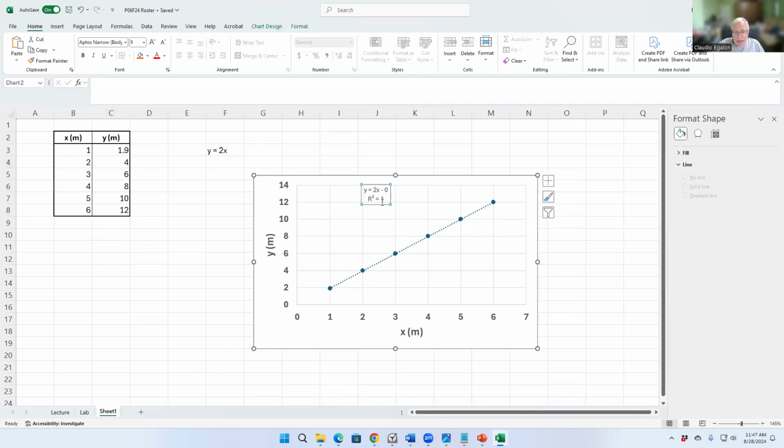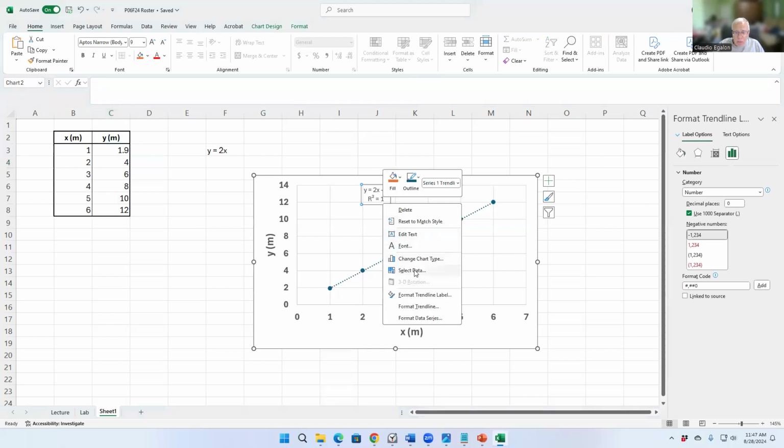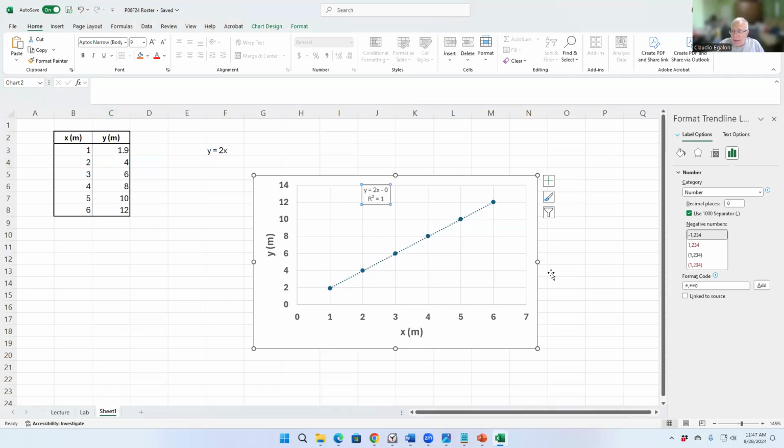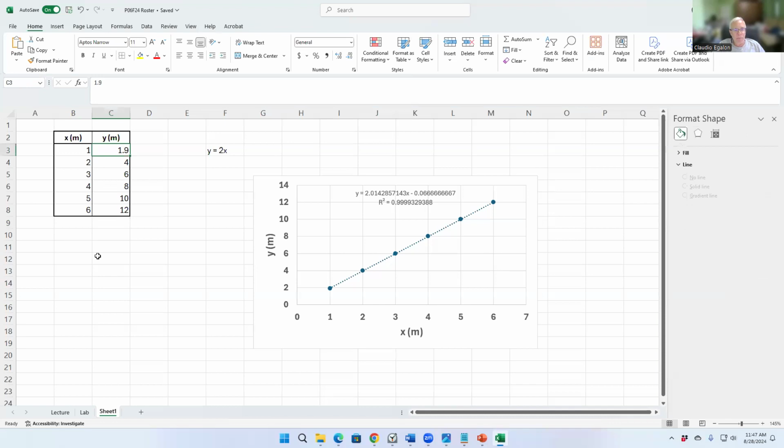This 1 is no longer exactly 1, it is very close to 1. It just doesn't show the exact number because you do not have enough decimal places there. Let me see if I can get 10 decimal places here. Do you see that? It's not exactly y equal to 2x. It's y equal to 2x minus something else. It's not exactly R squared equal to 1, but it's R squared 0.9999, whatever, right? 329388, okay? And that's because I just changed the 1.9 here.